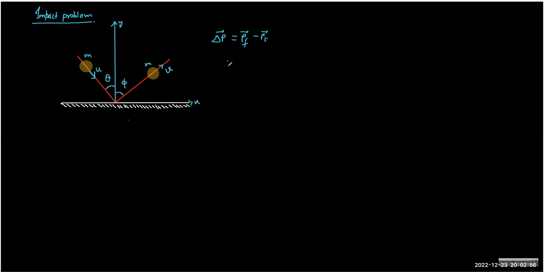What is P initial first of all? m into v cos theta i cap. Initial. You're coming here, this is the initial. This is final. m u cos theta i cap plus u sin theta j cap.